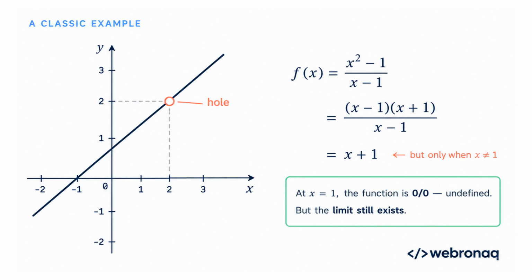But here's the magic. If we factor the top, x squared minus 1 becomes (x minus 1) times (x plus 1). And now the x minus 1 on top and bottom cancel out, leaving us with just x plus 1. So everywhere except at x equals 1, this function behaves exactly like the line x plus 1. There's just one tiny missing point, a hole in the graph right at (1, 2). Now here's the question. As x gets closer and closer to 1 from both sides, what value is the function heading toward? 2. Clearly 2. The function never actually reaches it at x equals 1, because that point doesn't exist. But the limit? The limit is 2. This is exactly the kind of situation limits were invented for.